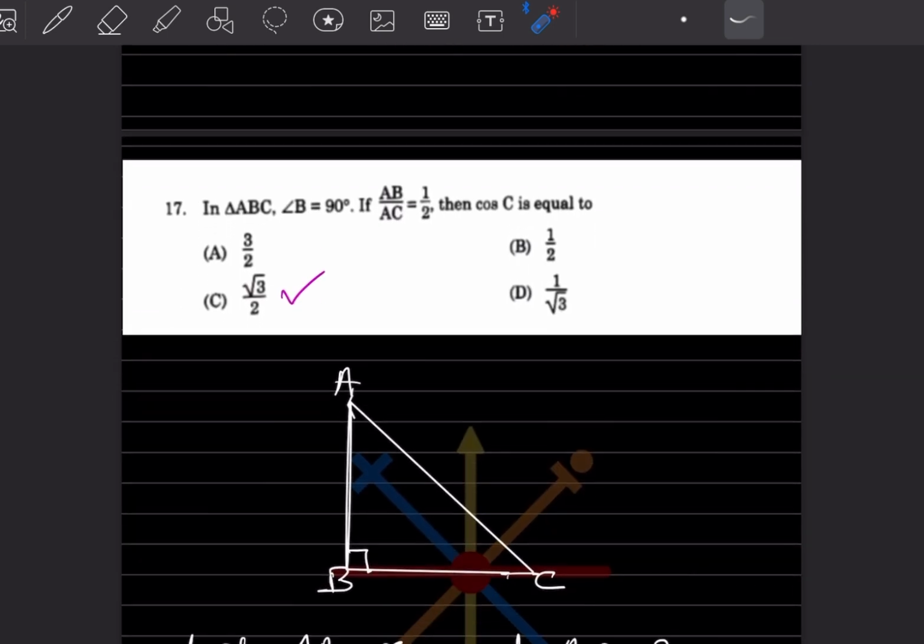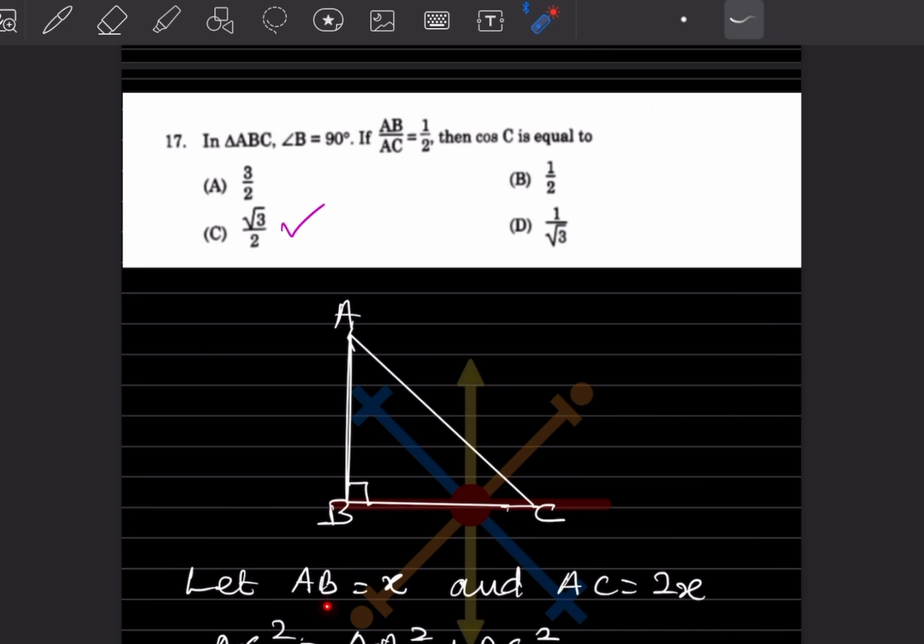In triangle ABC, angle B is equal to 90. If AB by AC is 1 by 2, then cos C is equal to what? Now see, I have roughly drawn the triangle ABC, because they have given this angle B as 90 degrees. AB by AC is given as 1 by 2. So we can consider this AB as x, and AC is 2 into x, that is going to be 2x. Let us assume this one.